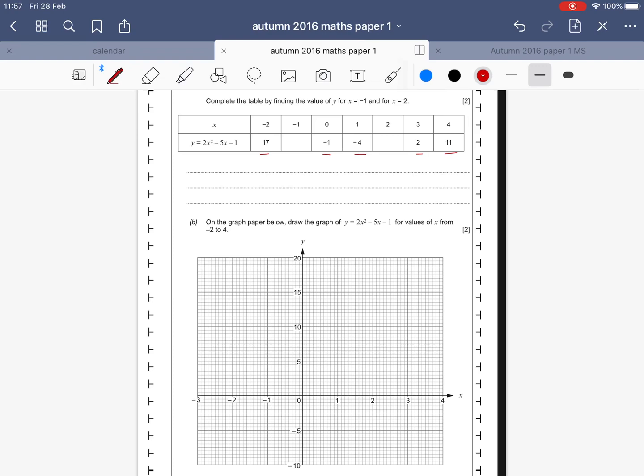So if you don't know how to do this question and you're struggling to fill in those boxes, always plot the points that you have, because that will get you 1 mark. So the first one with minus 2, 17. So I go across minus 2, up 17. So that is about there.